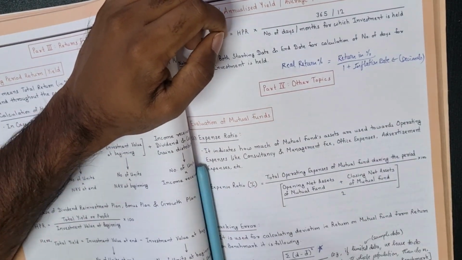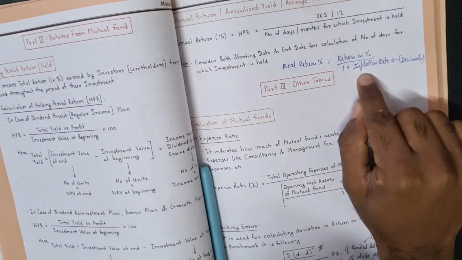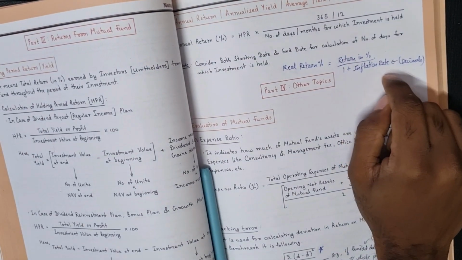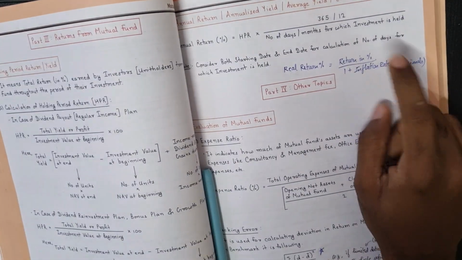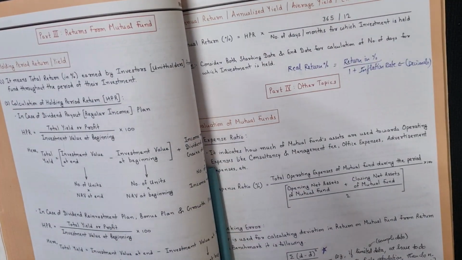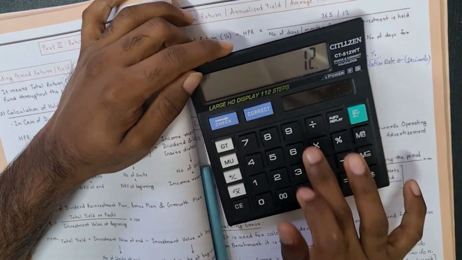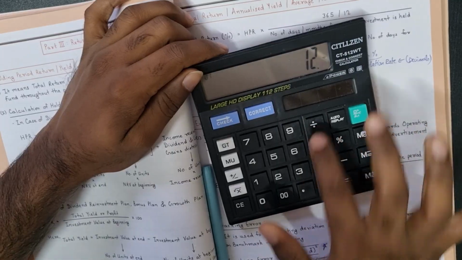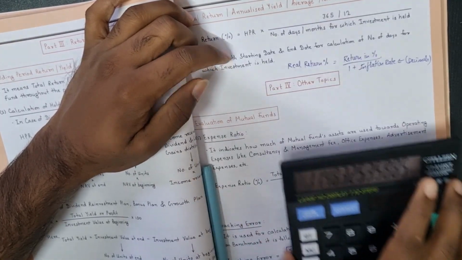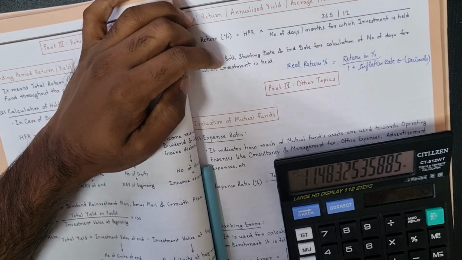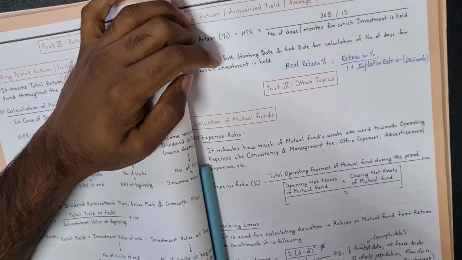So how do we calculate it? It is the return percentage divided by 1 plus the inflation rate, which will be taken in decimals. Let's suppose your return in percentage which you calculated is 12%, and your inflation rate is 4.5%. So divide by 1.045. So 11.48% is my actual percentage. It is my real return percentage. So that's how you should calculate.